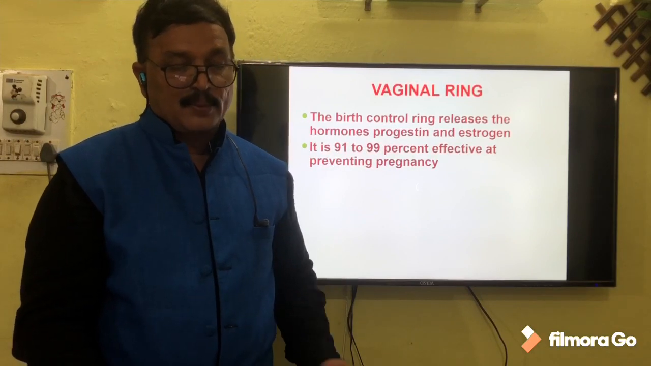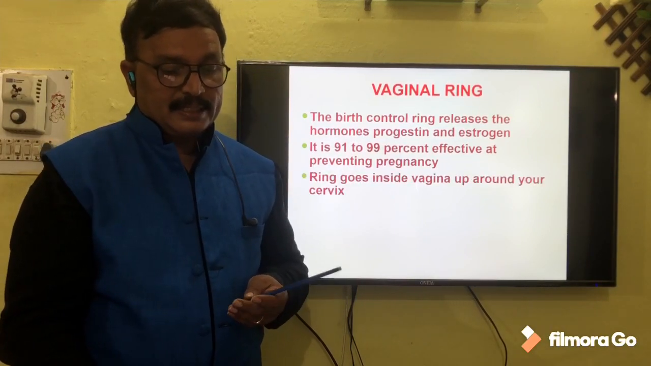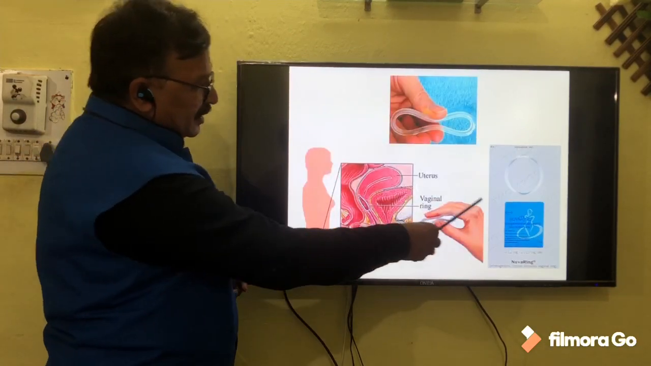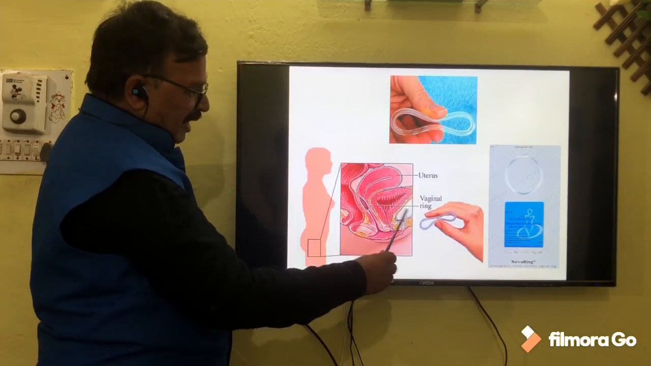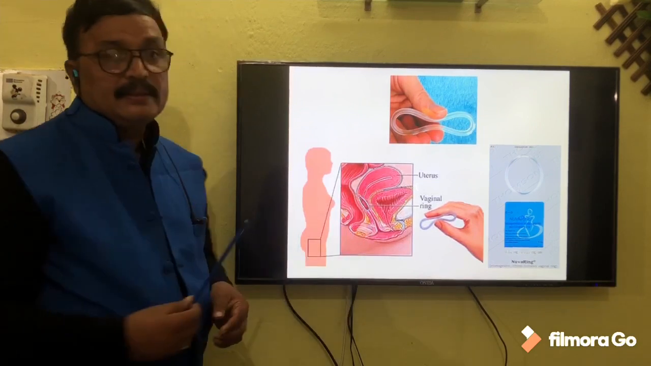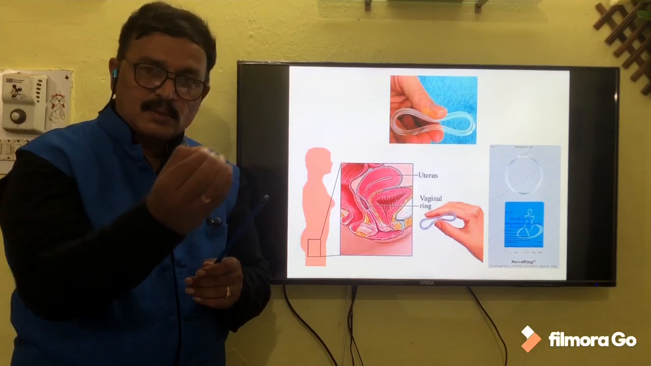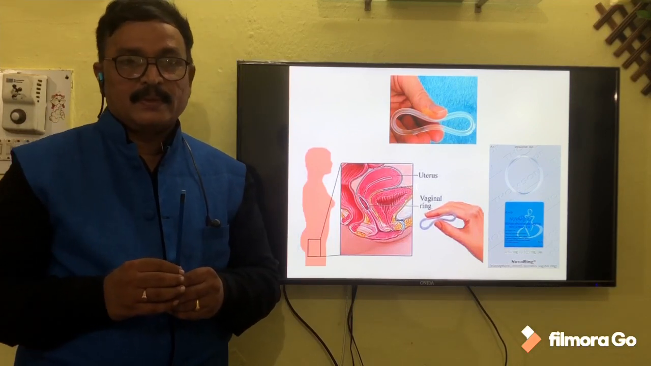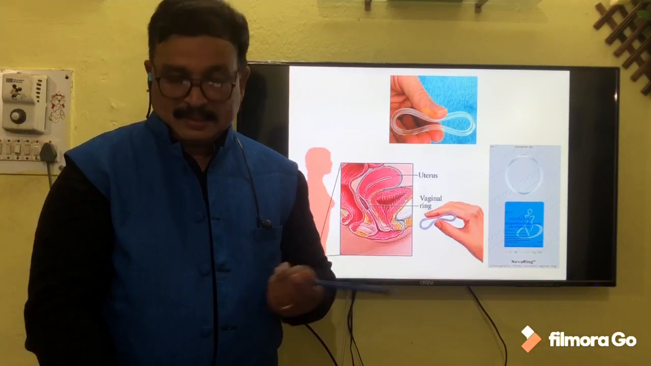This also releases estrogen and progesterone. It is also 91 to 99% effective in preventing pregnancy. Now, how is it arranged? You see here. This is the vaginal ring available in the pocket. It is removed, and that ring is inserted into the female genital tract, the vagina, so that it reaches the mouth of the uterus, that is the cervix, and holds the cervix like that. And slowly it releases estrogen and progesterone hormones and interferes with ovulation. So like this, it controls pregnancy.